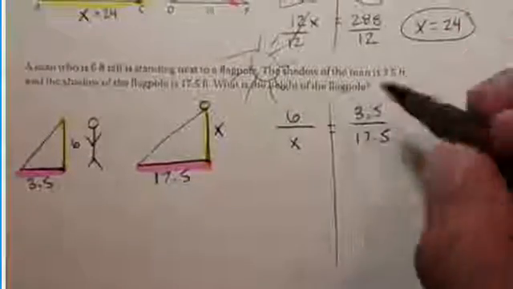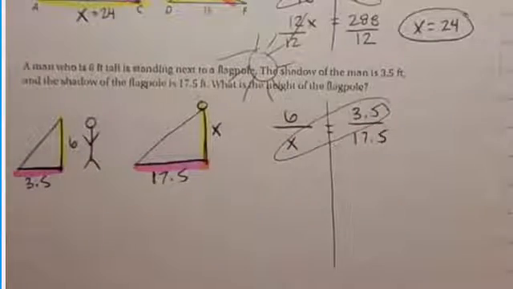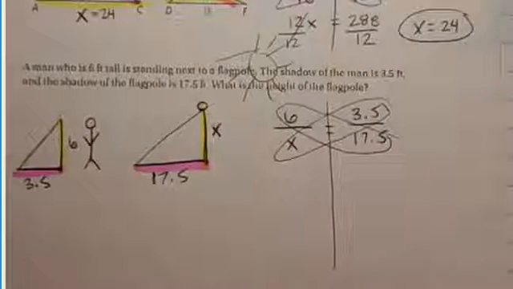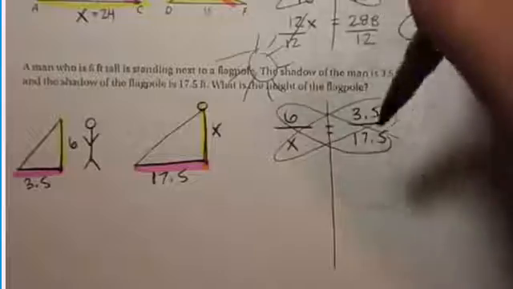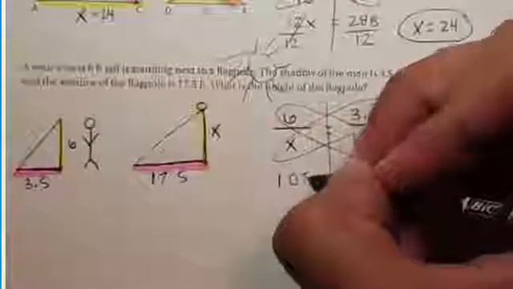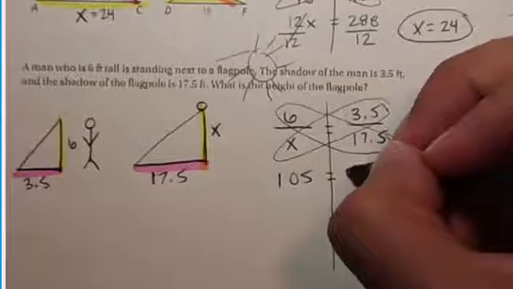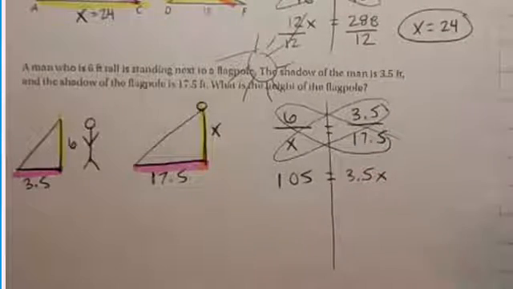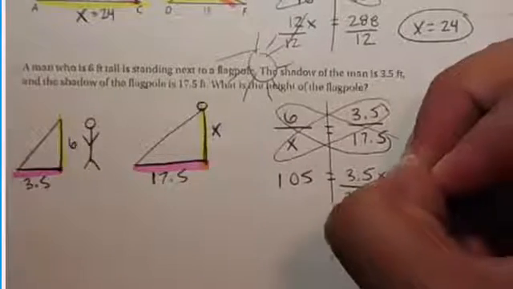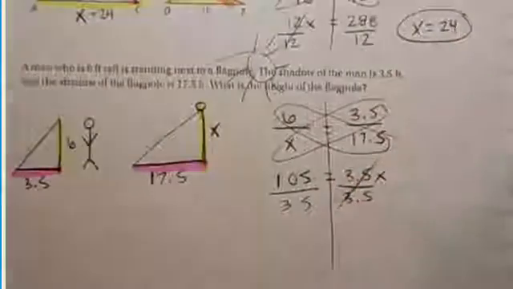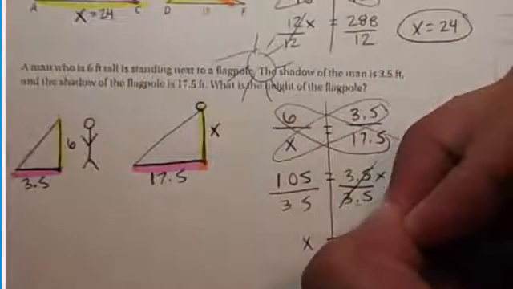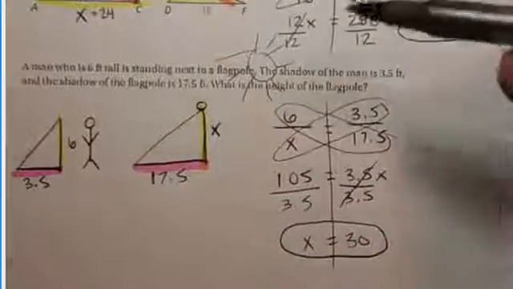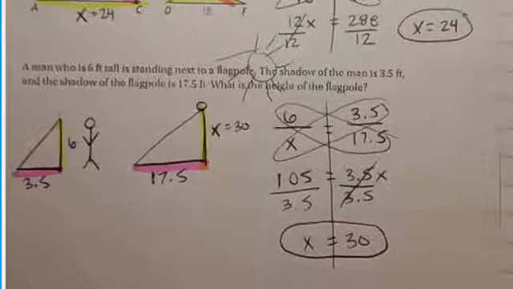Again, no matter how you set this up, you should have these two things being multiplied by each other. So if I do my cross multiplication, I have 6 times 17.5 is 105, which is equal to 3.5 times x, is 3.5x. I'm going to divide by the coefficient of 3.5 on both sides, and x gives me 30 here. And again, the question's asking what is the height of the flagpole. So the height of the flagpole would be 30 feet.